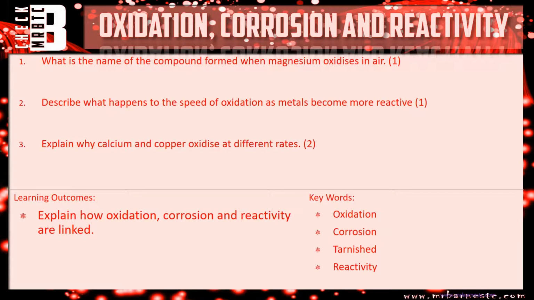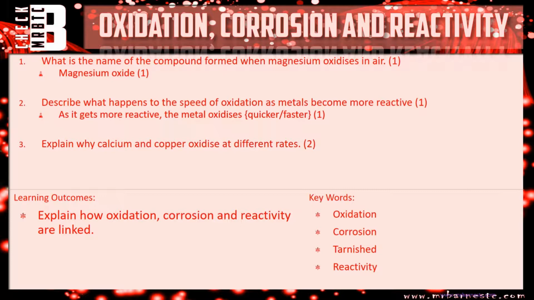Right, let's see how you've done. Question 1, what is the name of the compound formed when magnesium oxidizes in air? It's going to be your oxide, so magnesium oxide gets you 1 mark. Number 2, describe what happens to the speed of oxidation as metals become more reactive. It gets quicker, faster. And then, explain why calcium and copper oxidize at different rates.